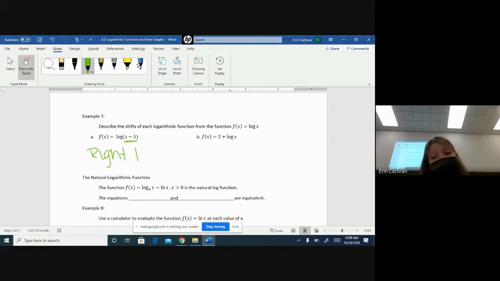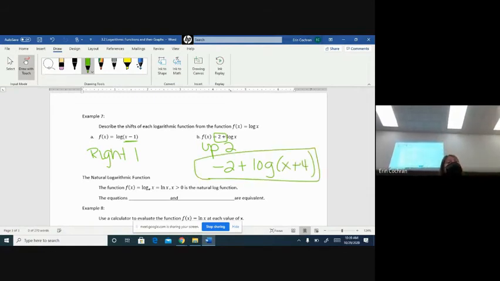What do you think B would be? It would be up 2. Why? Because it's on the outside. It's not in that parenthesis. So could I take all those points and shift them up 2 units? If I had something like this, negative 2 plus log of x plus 4, what would this be? It would shift down 2 and left 4. Does that make sense to you guys?